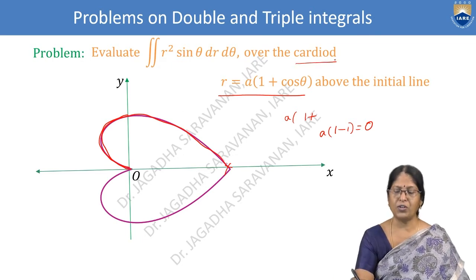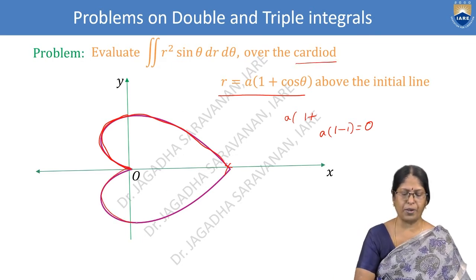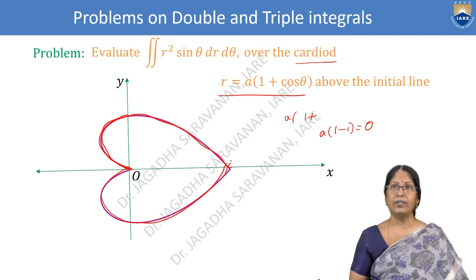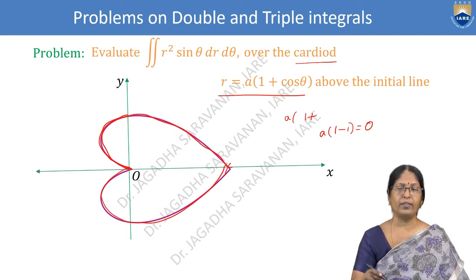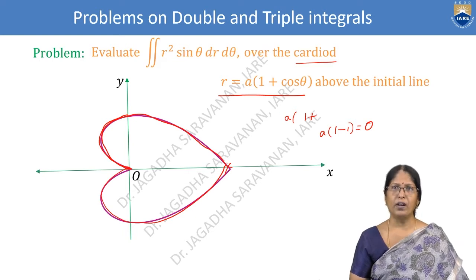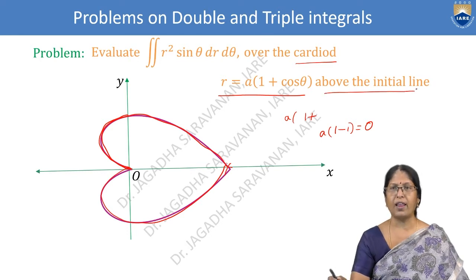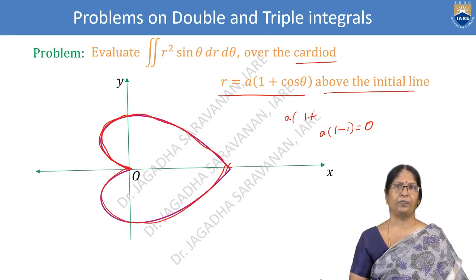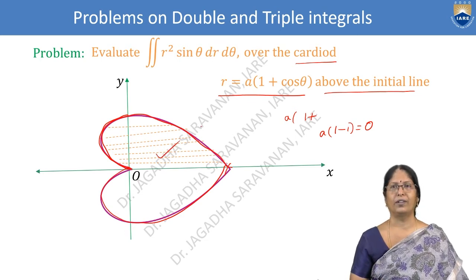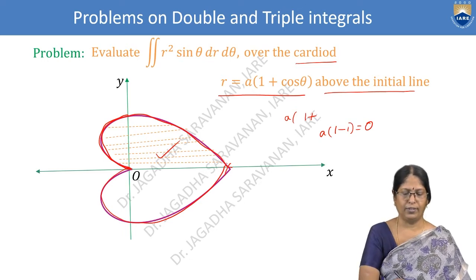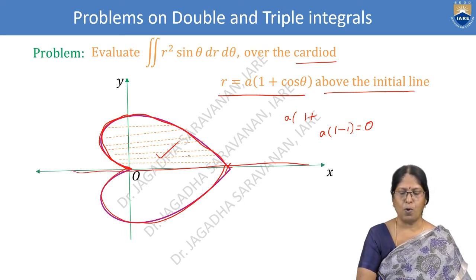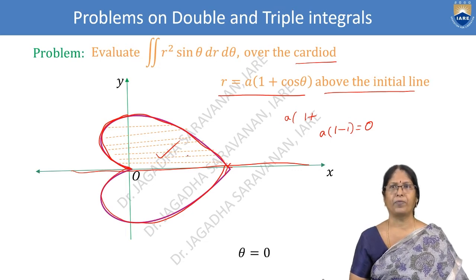But it is given as a cardioid, the full leaf shape we are drawing, and this is the background of drawing this figure. Now, what they are asking us is to take the region above the initial line. So which region do we want now? This is the region we want, because above the initial line is given. So this is the initial line, and above that region we are taking.